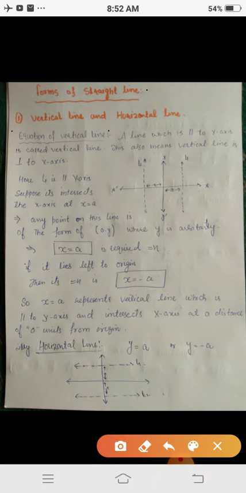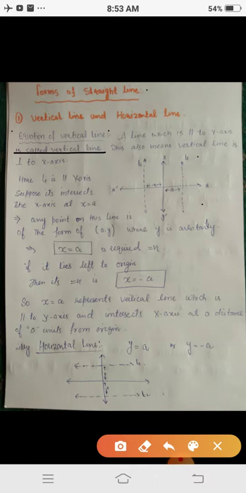Now, the equation of a vertical line. A line which is parallel to the y-axis is simply called a vertical line. This means it is also perpendicular to the x-axis. So any line which is perpendicular to the x-axis is called a vertical line.